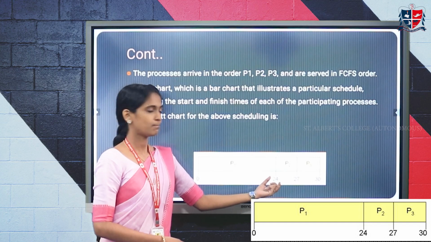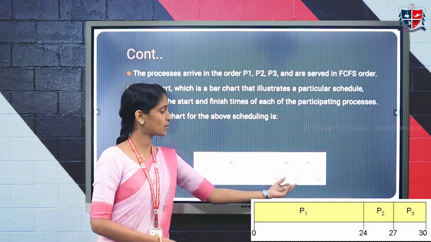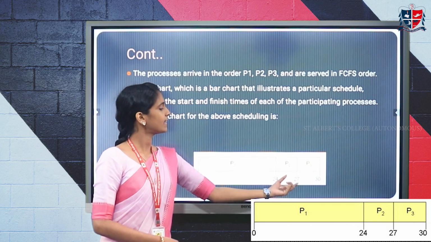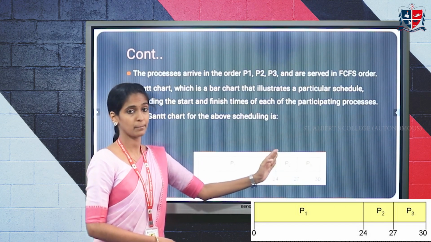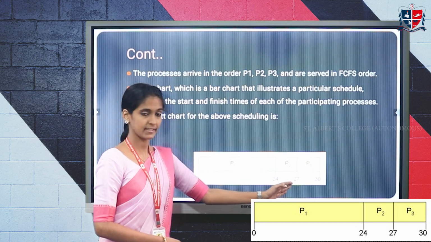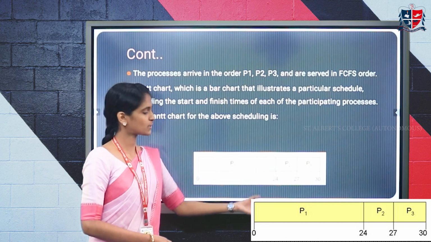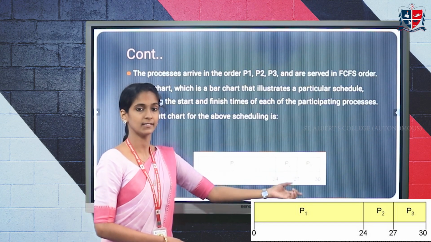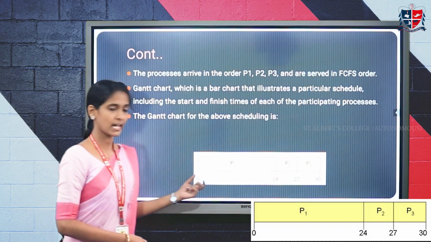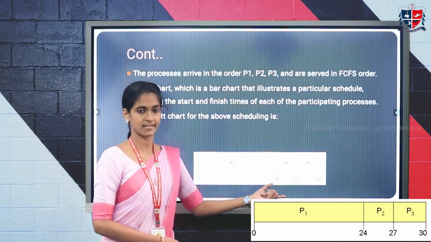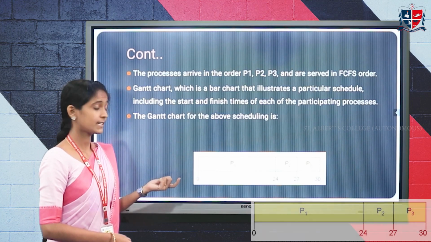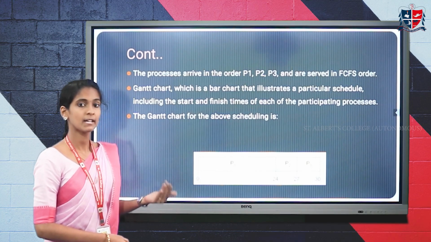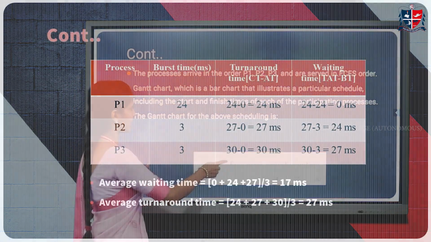So 24 plus 3 is 27. Now the execution time is 27, and the CPU becomes free and goes to process P3. P3 also has 3 milliseconds, so 27 plus 3 is 30. Now the total execution time is 30 milliseconds. Now let's see how we can calculate the turnaround time and the average waiting time.